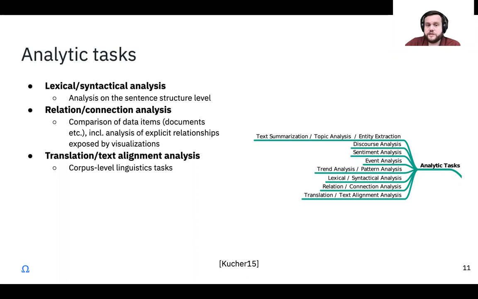And finally, we have translation and text alignment analysis. That's kind of self-defining, right? So we're translating between languages. That's simple, but also very needed. Simple concept, but rather still an open scientific challenge, of course, and a very needed application.